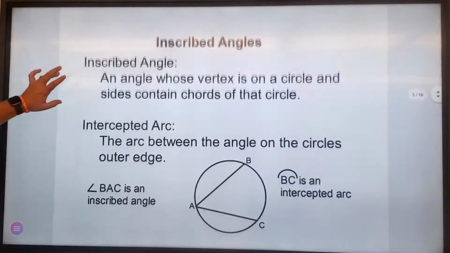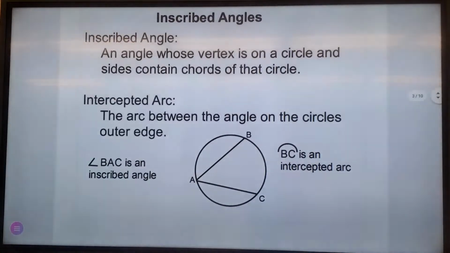Okay, inscribed angles are angles whose vertex is not at the center of the circle. They go all the way through the circle and connect to the side of the circle. Okay, so the difference between the two, central angle and inscribed angle, is where that vertex connects. A central angle connects at the center of the circle. An inscribed angle connects on the opposite side or on the side of the circle.